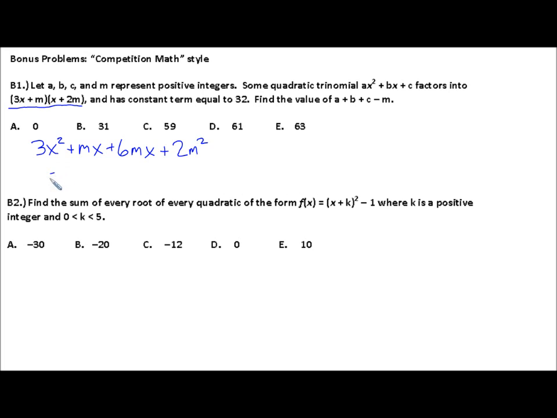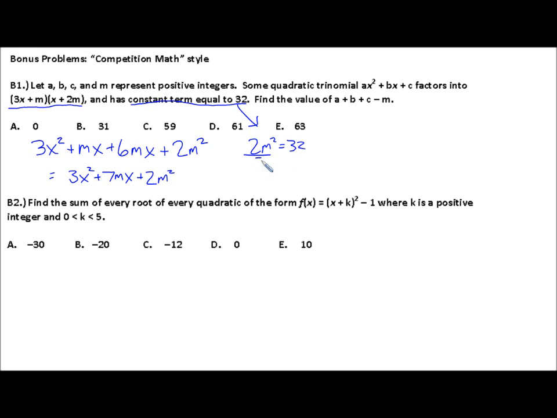Let's combine our like terms in the middle. So this is actually 3x squared plus 6 plus 1m is 7m, plus 2m squared. I'm given one other piece of information, and that's the fact that the constant term is equal to 32. If you look at this, the constant term, the one that has no x in it, is 2m squared.